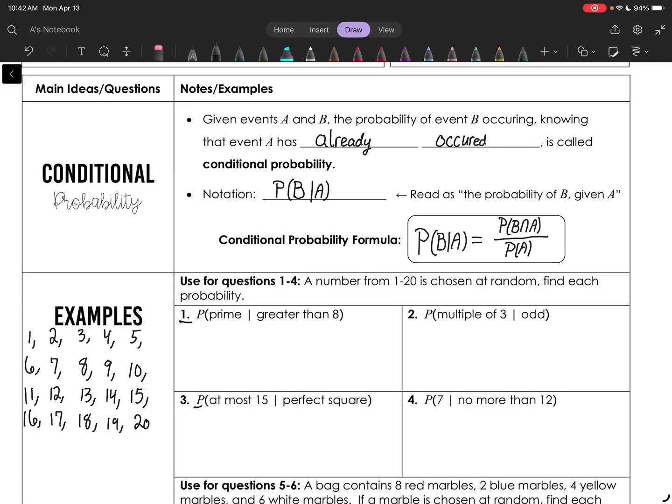Good day. Today we're looking at conditional probability. Given events A and B, finding the probability of event B occurring knowing that A has already occurred is conditional probability. The notation is P(B|A). The way you read that: the probability of B given A. Now how do I find this? Well, I'm going to find the probability of where B intersects with A divided by the probability of A occurring.